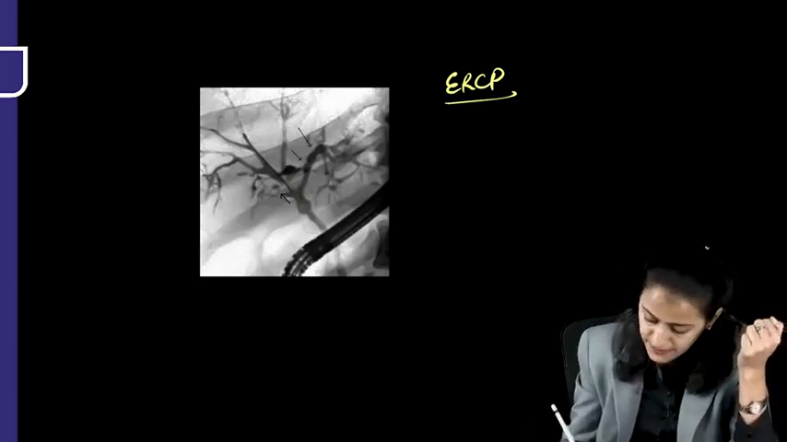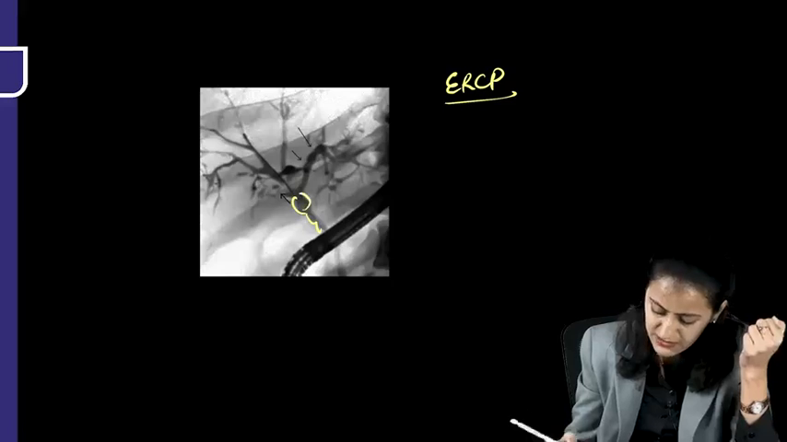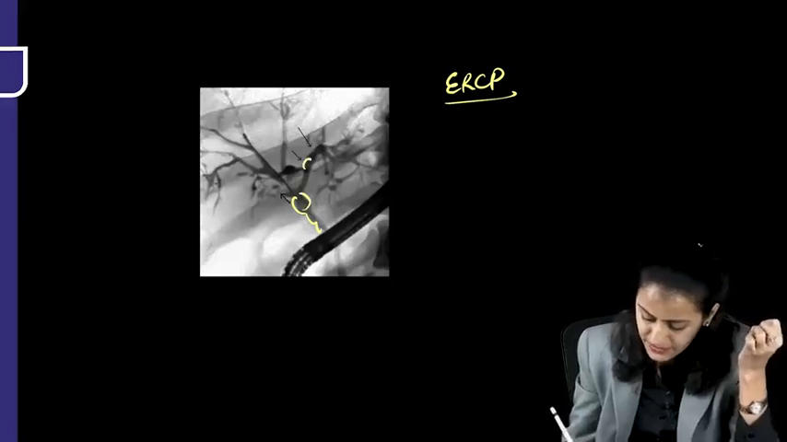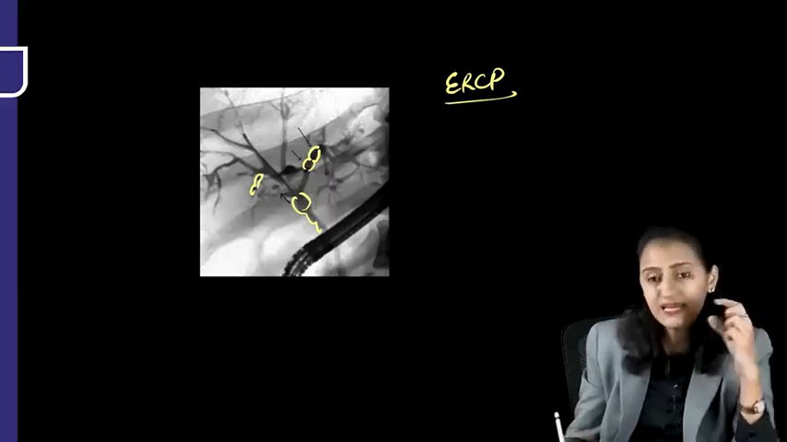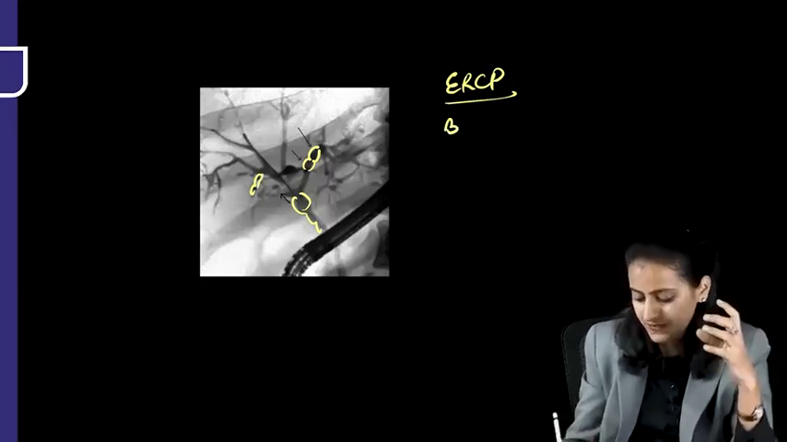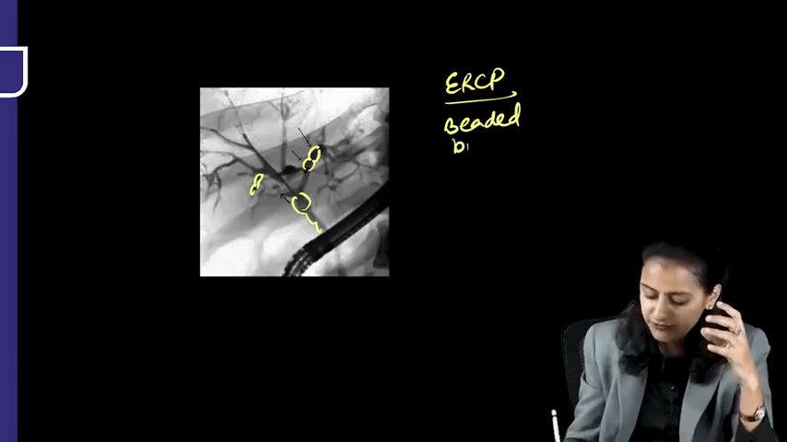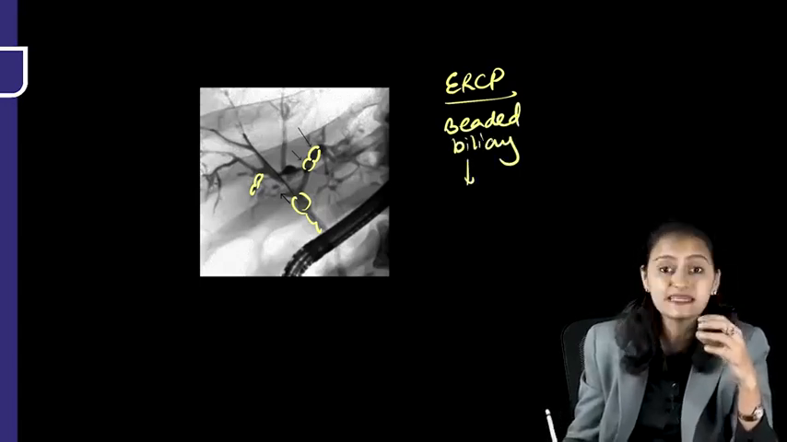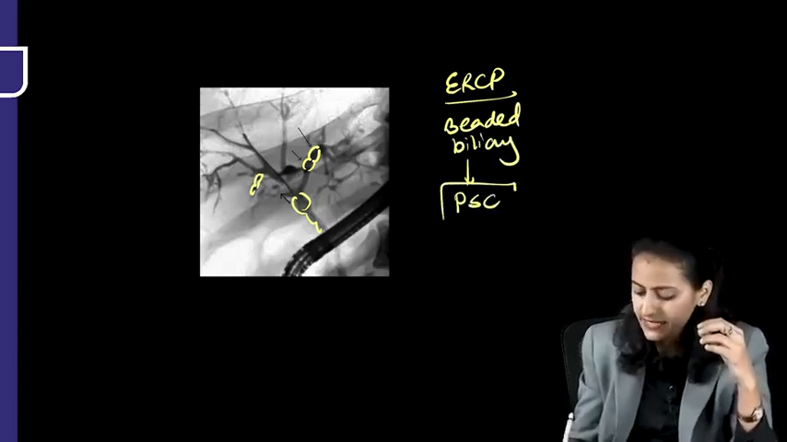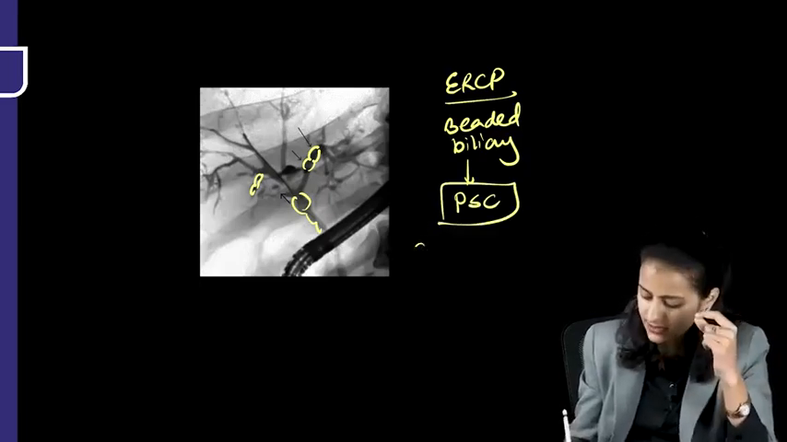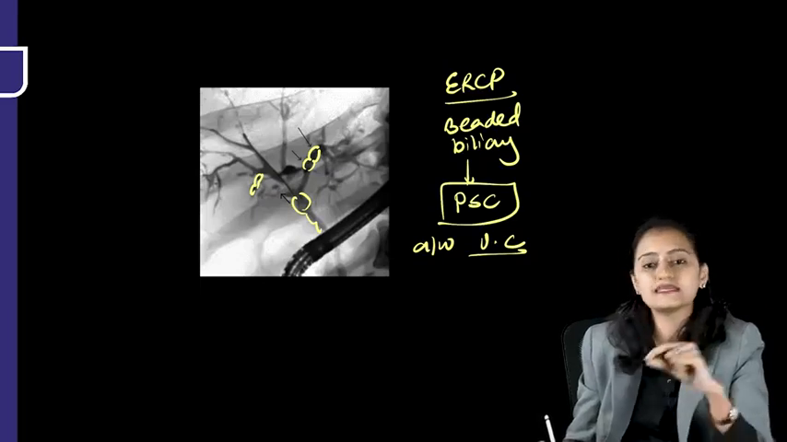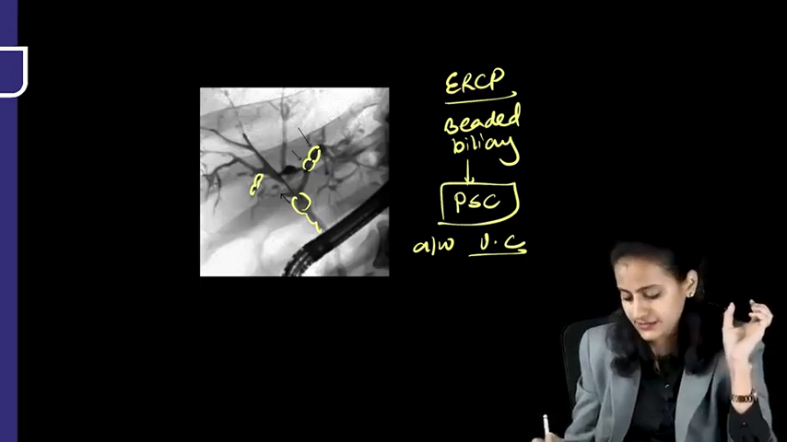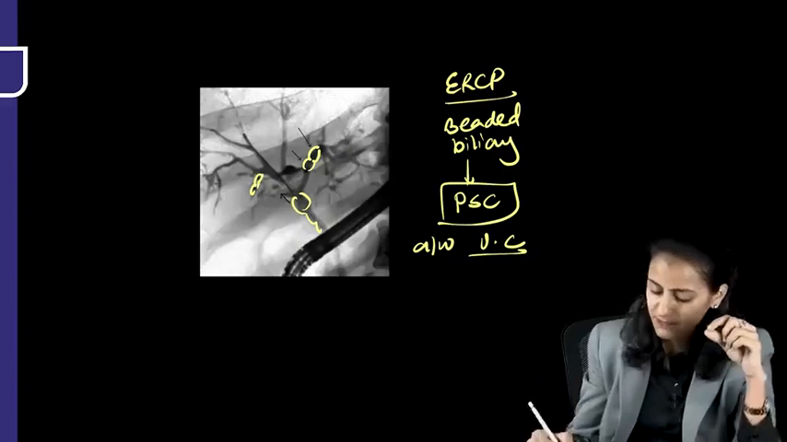What are we seeing here is the CBD, be it the extrahepatic CBD, the intrahepatic also, showing this beaded appearance, right? The multiple strictures, dilatation. So beaded appearance of the biliary tract, this is seen in primary sclerosing cholangitis. Remember the association with ulcerative colitis. So remember, it's a beaded appearance.